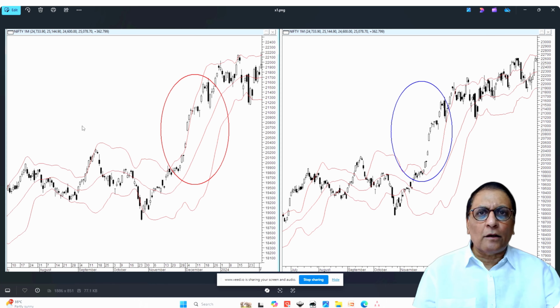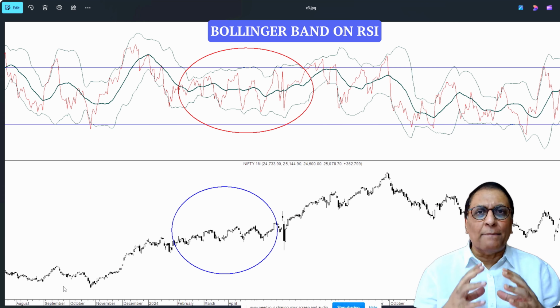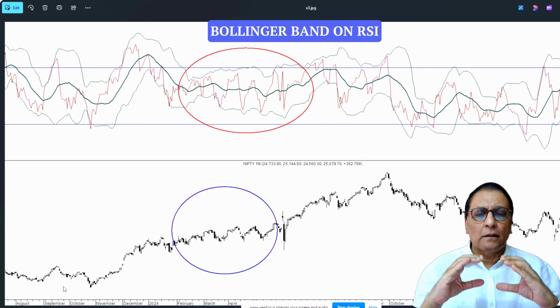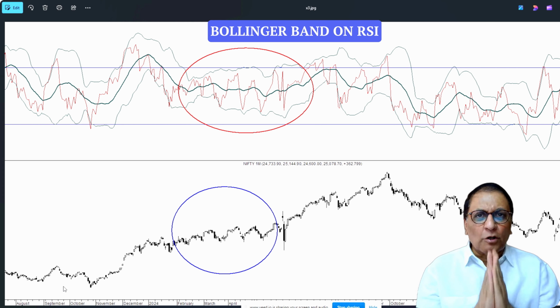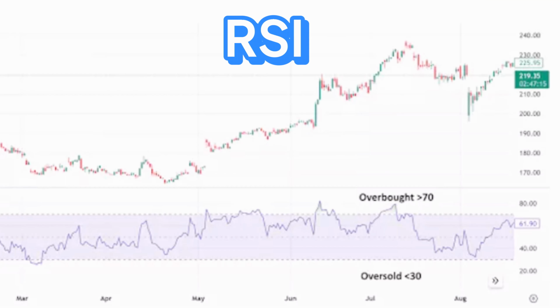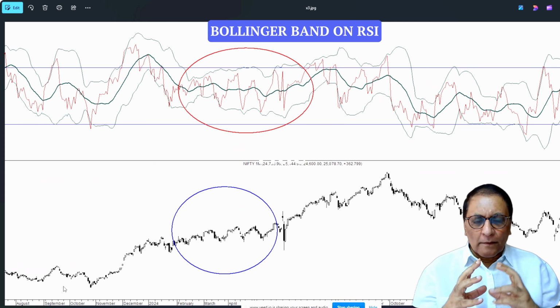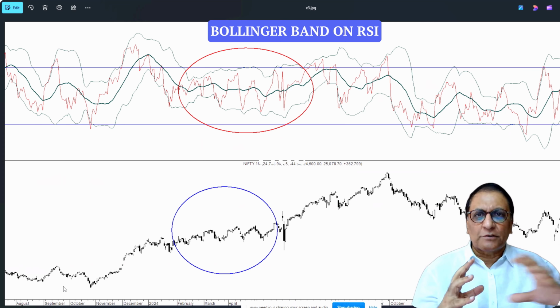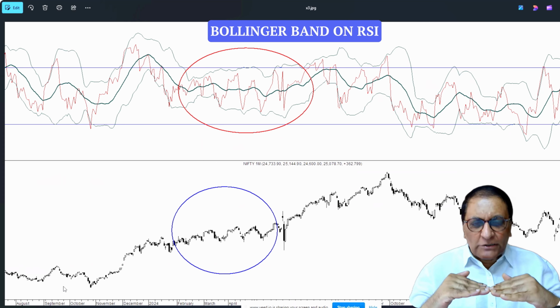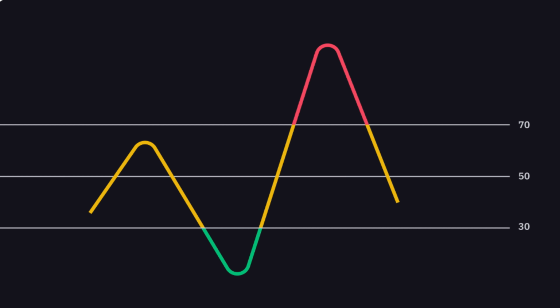Another way of using the band would be to use it as a dynamic overbought oversold level in momentum oscillators. Momentum oscillators like the RSI have fixed overbought and oversold levels of 70 and 30. Many a time we find that the value of the RSI changes its direction, especially in a trading range, much above 30 or much below 70.